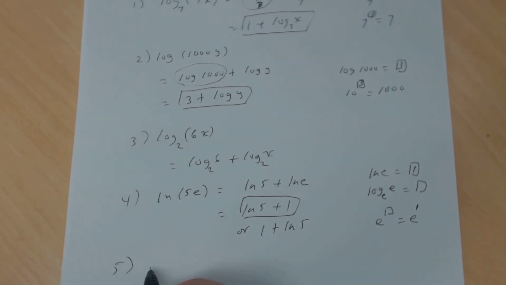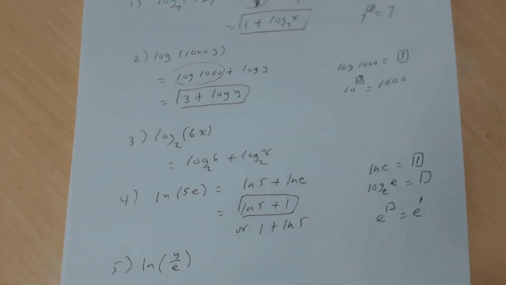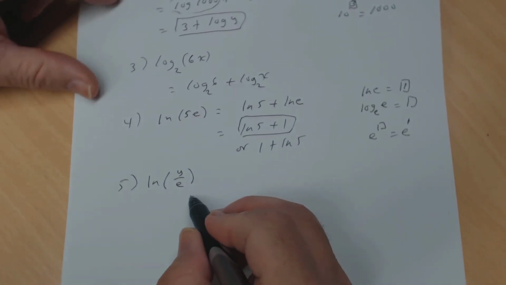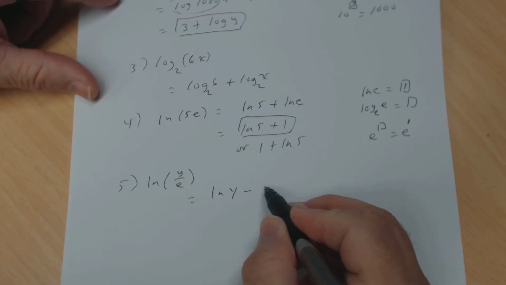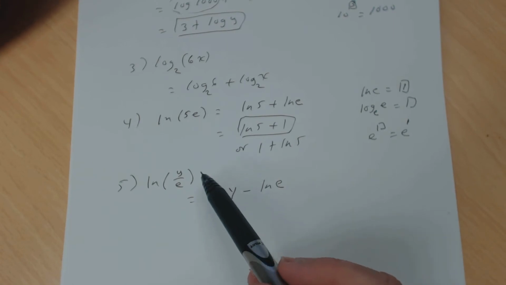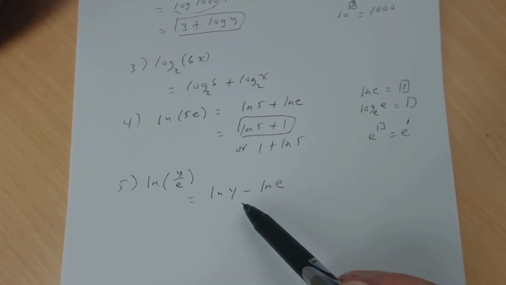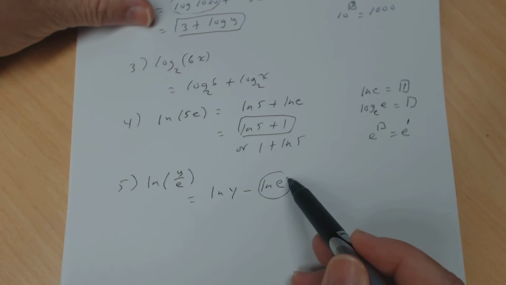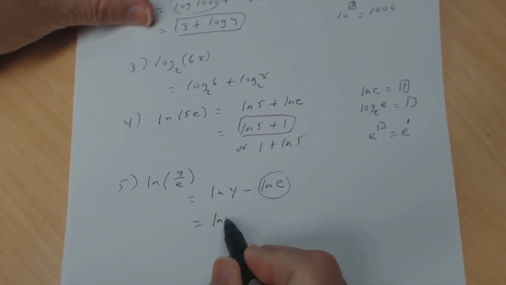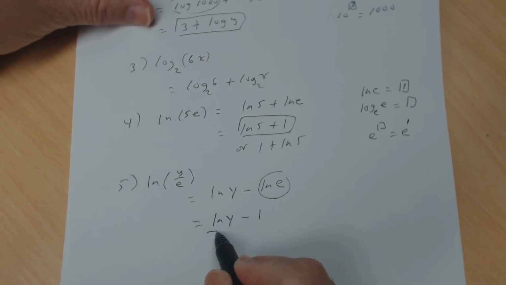Okay, number 5. Let's do some quotients. Suppose you had the natural log of y divided by e. According to the quotient rule, that's going to be the natural log of y minus the natural log of e. Remember, the quotient rule you write as a subtraction: the natural log of the numerator minus the natural log of the denominator. This part here we just talked about. I can simplify that. I already know that that's equal to 1. So that's the natural log of y minus 1.